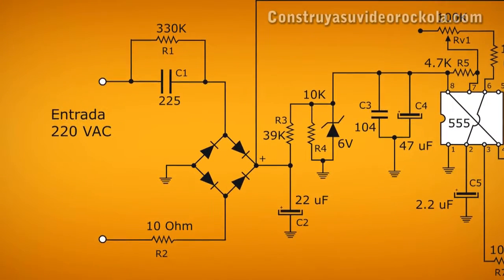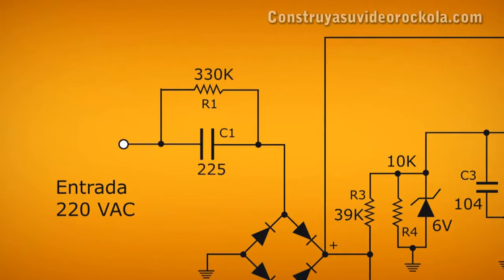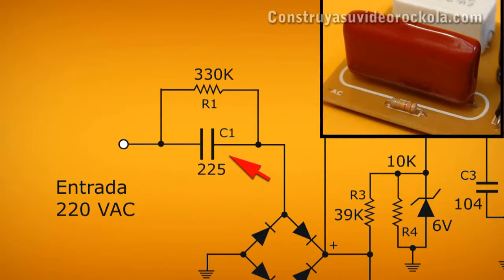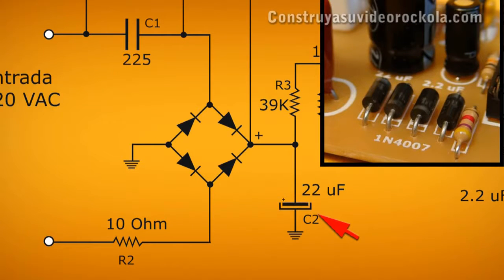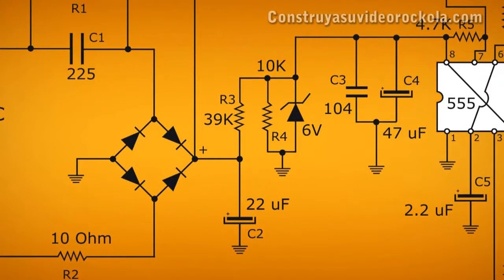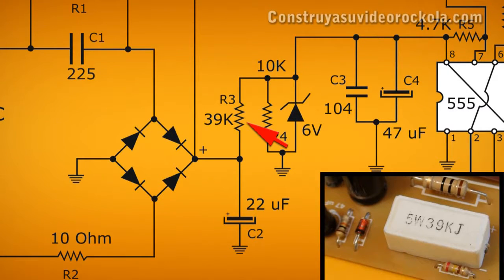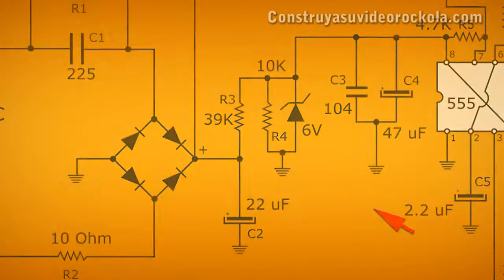Operation. This strobe light system is powered by a single source designed without a transformer. It incorporates a tank circuit formed by a 2.2 microfarad polyester capacitor and a 330K resistor. These two components limit the current to about 60 mA, which is rectified by a diode bridge and a capacitor. Since this voltage is high, it is reduced to 6 volts by a Zener diode with its respective polarization resistor.